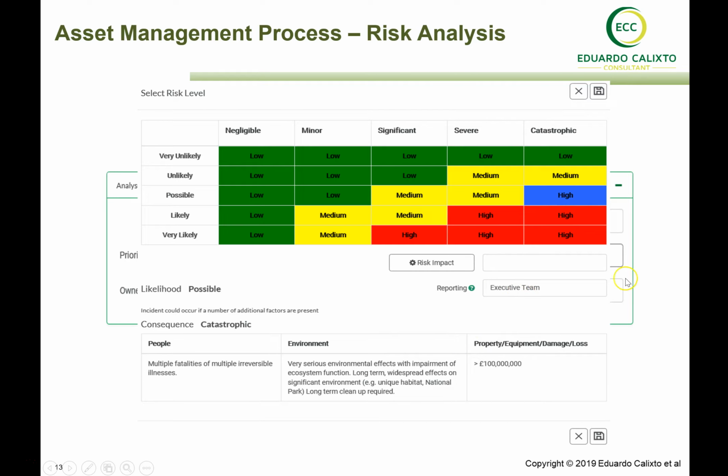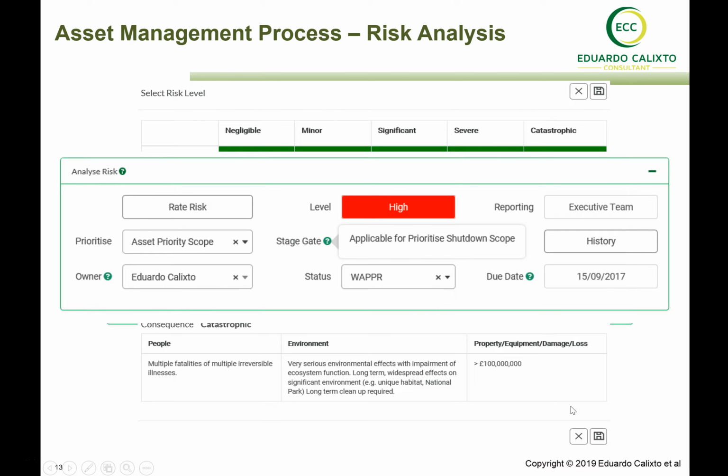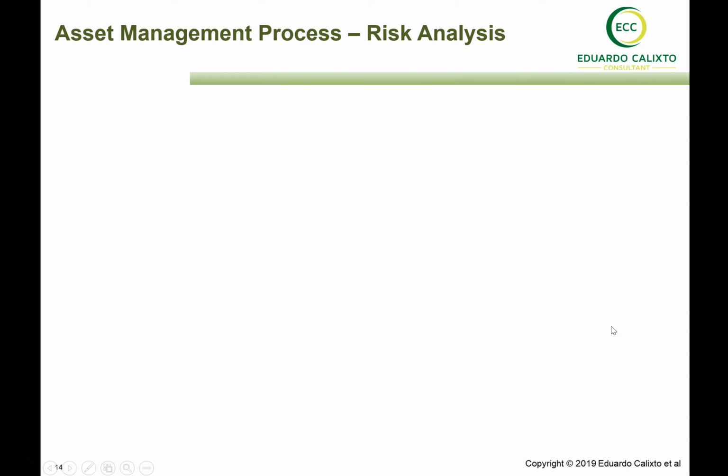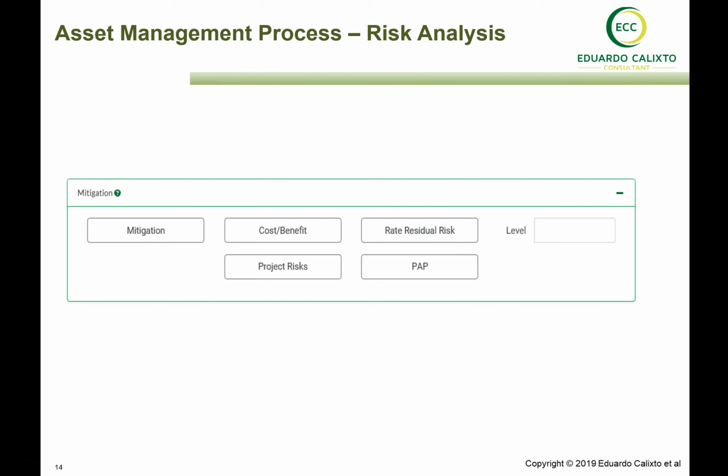You can see here executive team. So that means one team sat down to discuss this risk. And then now you have a risk level here, very high. And then what needs to be done is the next step. So you go further in your risk analysis.